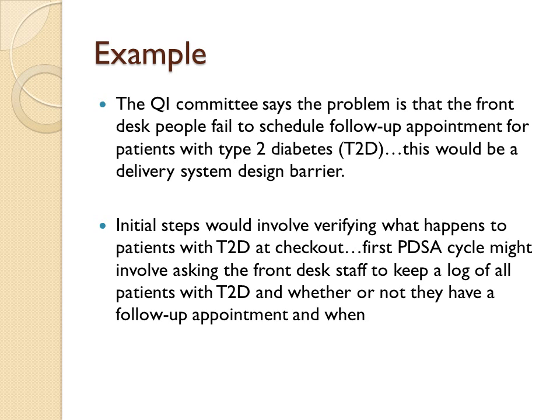So again, the initial step involves verifying what happens at the front desk for patients with type 2 diabetes at checkout. So the first PDSA cycle you might want to do on this would involve asking the front desk to keep a log of all the patients with type 2 diabetes and whether or not they have a follow-up appointment and when. So in other words, ask them to collect data. Are they actually scheduling every time a patient with diabetes checks out? Do they get another appointment, and when is it? And so they keep a little log.